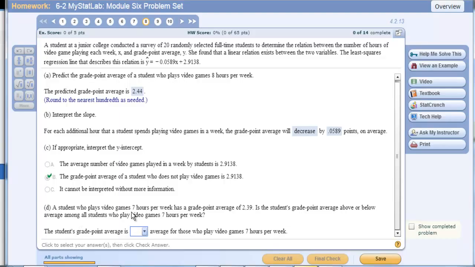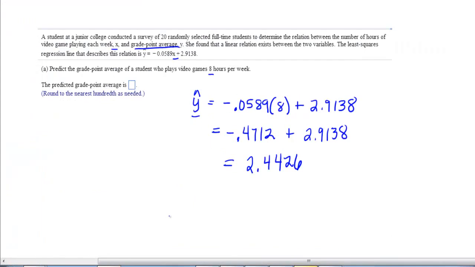And then a student who plays video games 7 hours per week has a GPA of 2.39. Is the student's GPA above or below average among all students who play video games 7 hours per week? So we can take a look at the equation and put in 7 and see what we get. So let's go back to our screenshot, and then here, instead of writing an 8 into our original equation, we write 7.